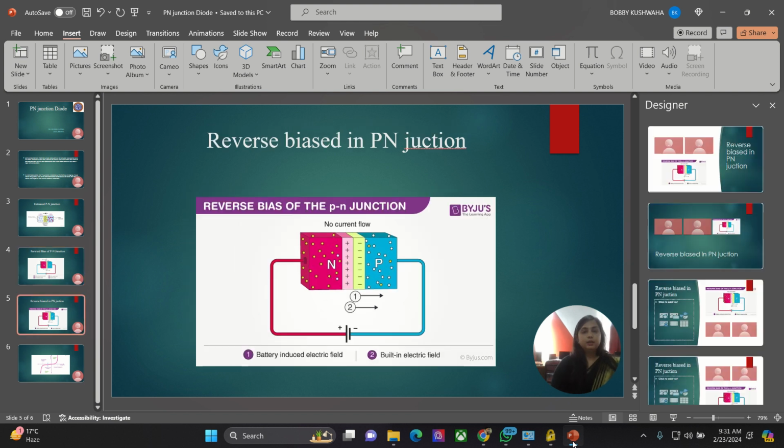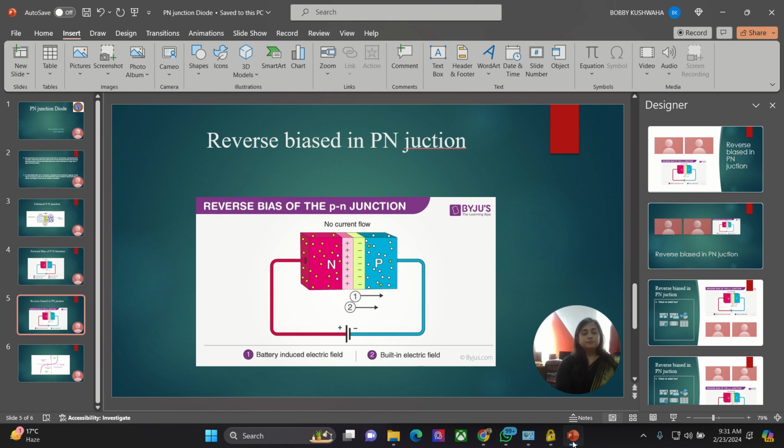Now, this is the PN junction diode in the reverse bias condition. When the PN junction diode is connected in a circuit such that its P side is connected to the negative terminal of the battery and the N side is connected to the positive terminal of the battery, then the diode is said to be in reverse bias condition. The positive potential at the N side makes the electrons move away from the junction. Similarly, holes also move away from the junction.